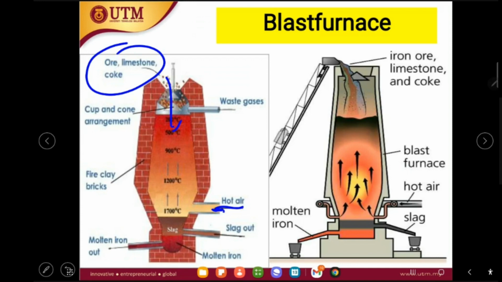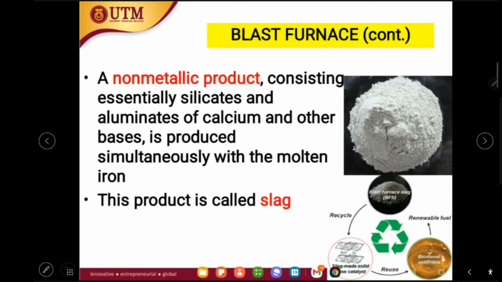And then there are two things that will be collected at the bottom here. One is the slag, which is the admixture that we use in concrete. And then also the molten iron, which is the iron with high content of carbon.